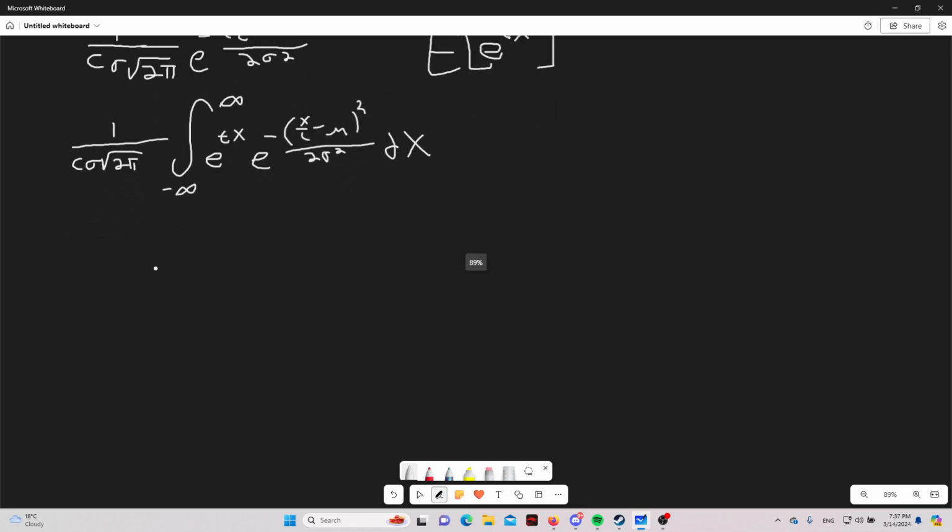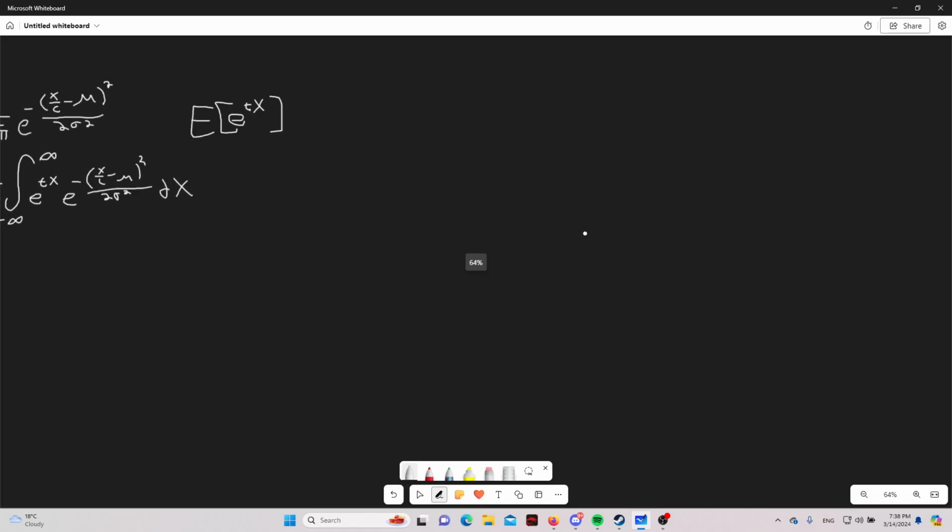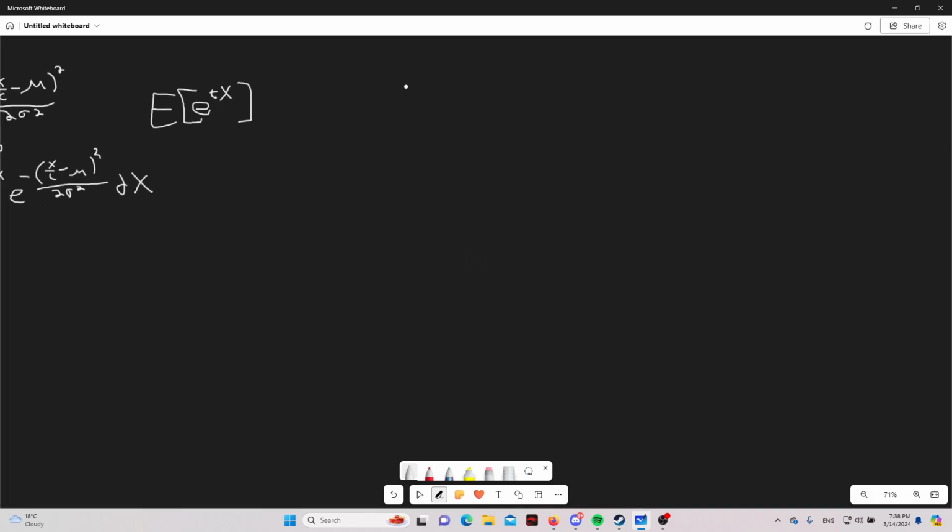And so I'm just going to focus on the exponent portion here. If we multiply these two exponentials, this becomes e to the tx plus, or I guess minus, this whole expression here. So let's go off to this side and simplify this a bit. We have tx minus x over c minus mu squared, and all of this is over 2 sigma squared. Let's take a look at this expression first.